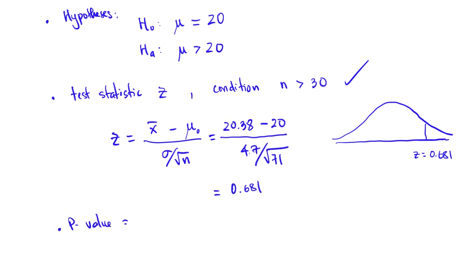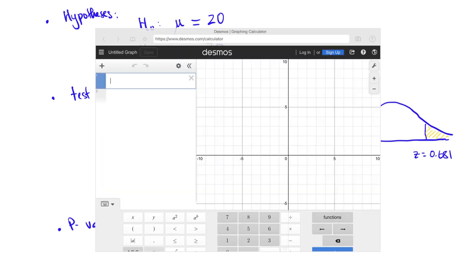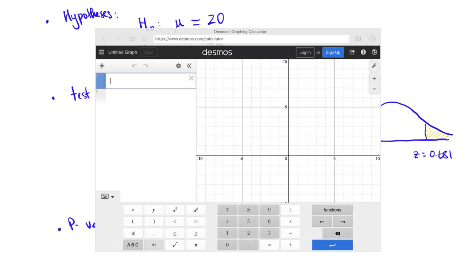Next, we compute the p-value. The p-value is the probability that z is greater than 0.681, z greater than the test statistic. In this case, again, it is the right tail test because of what we see in the alternative hypothesis. Using a calculator or even the table, we find that the p-value is 0.2479.